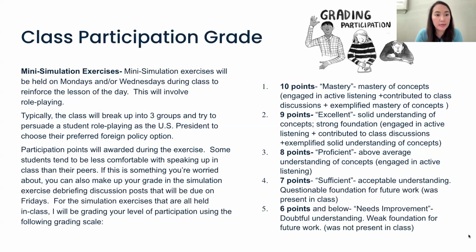So this is how I grade the participation. 10 points is mastery, 9 points is excellent, so it's still 90%. 8 points is proficient, 7 points is sufficient, and 6 and below needs improvement. But if you're a president, if you're a speaker, you get full points.